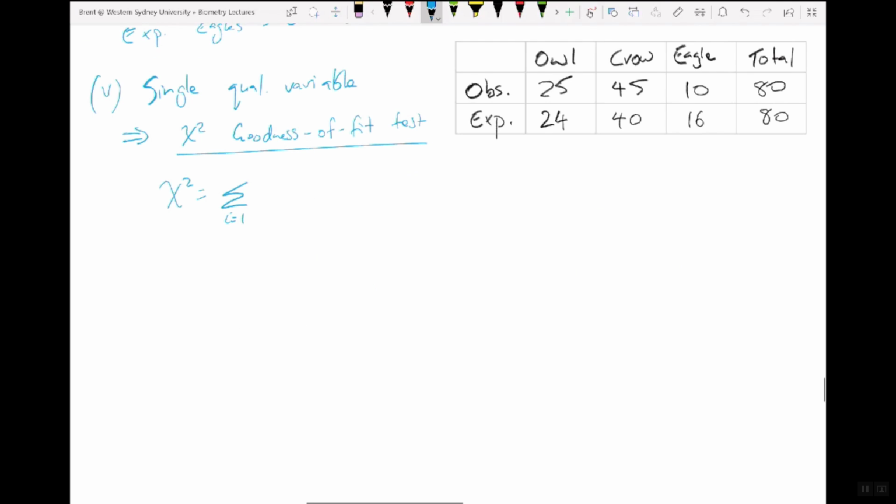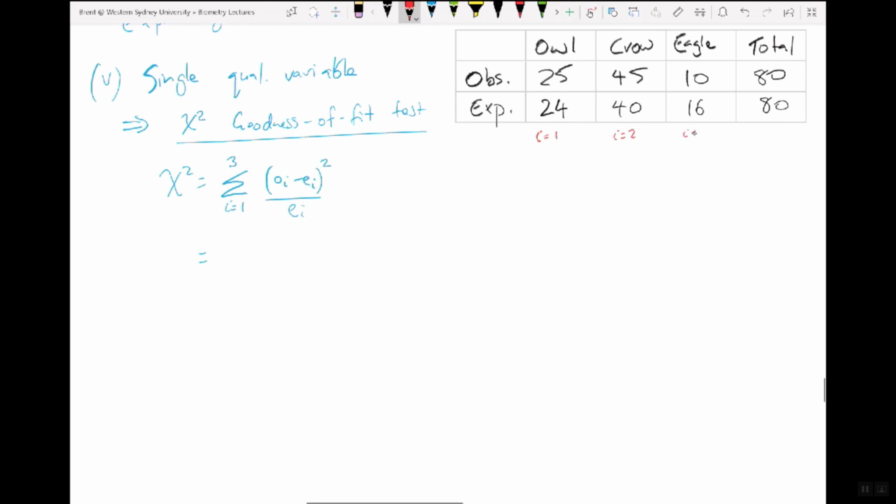I observed 45 crows in the original sample, but I expected, according to what they told me, I expected 40. What is that squared difference relative to what I expected? So that is my crows. The next one, I saw 10 eagles in my original sample. I expected 16. What is that squared difference in terms of what I expected? 16. And that is for the eagles.